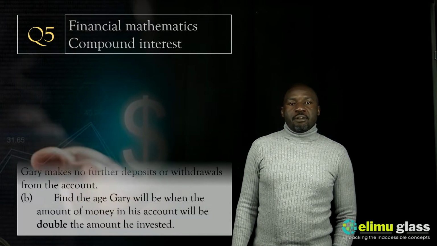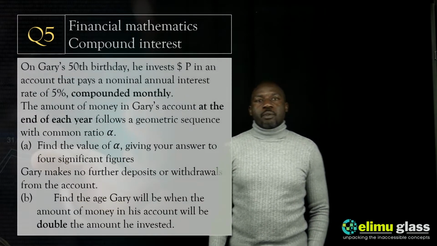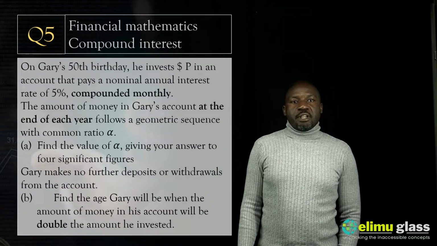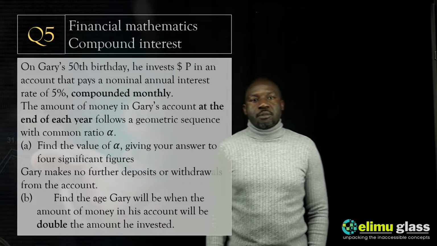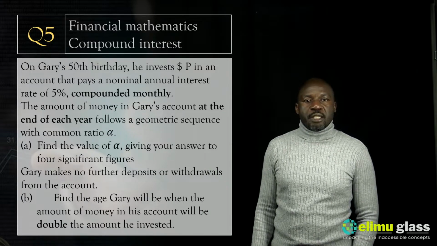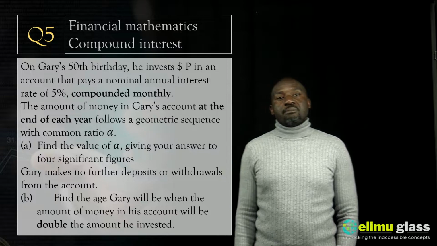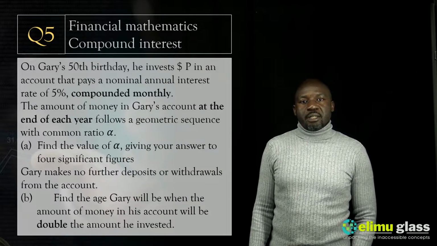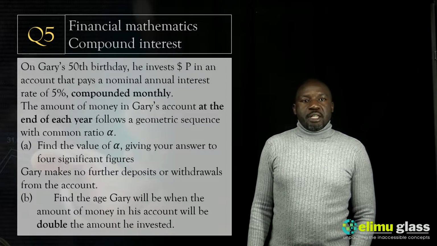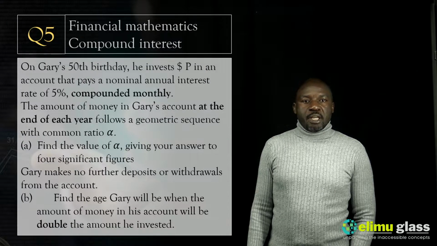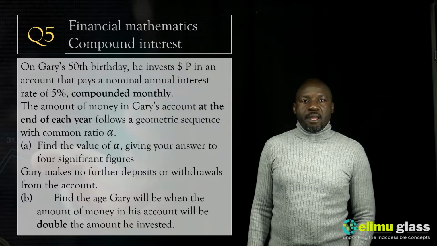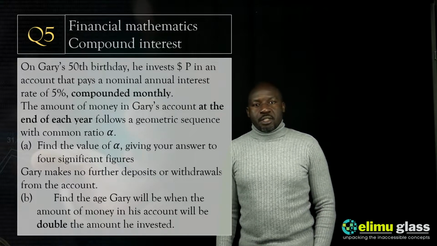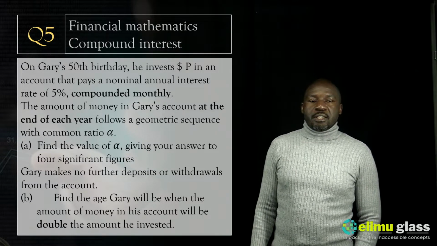Question 5 on financial math. On Gary's 50th birthday, he invests $P in an account that pays a nominal annual interest rate of 5% compounded monthly. These are important terms. The amount of money in Gary's account at the end of each year follows a geometric sequence with a common ratio alpha. Find the value of alpha, giving your answer to 4 significant figures.